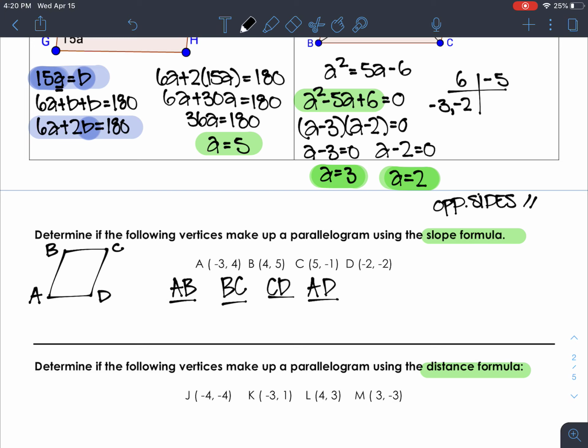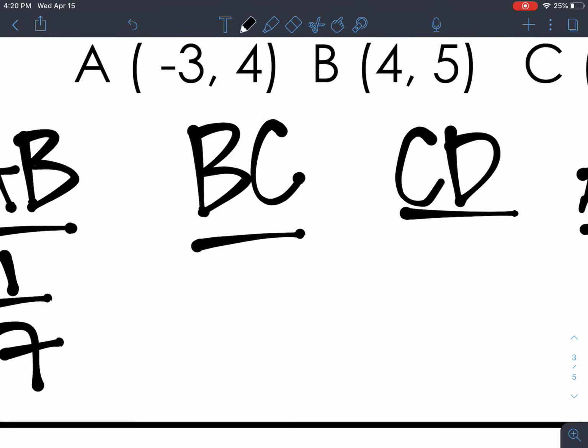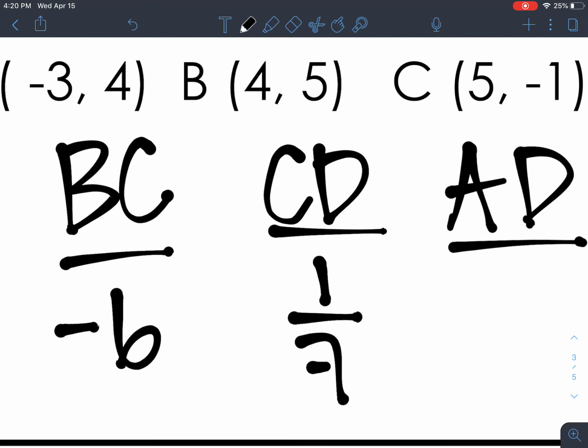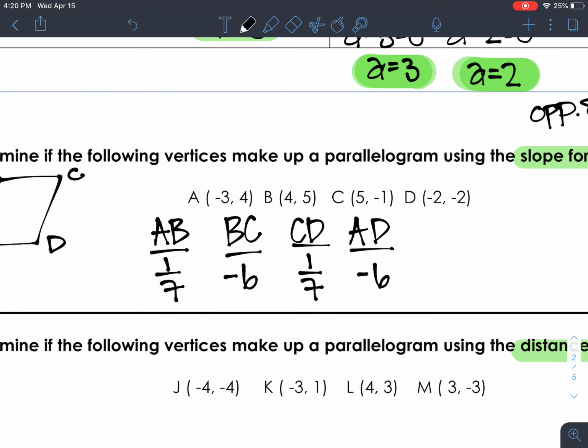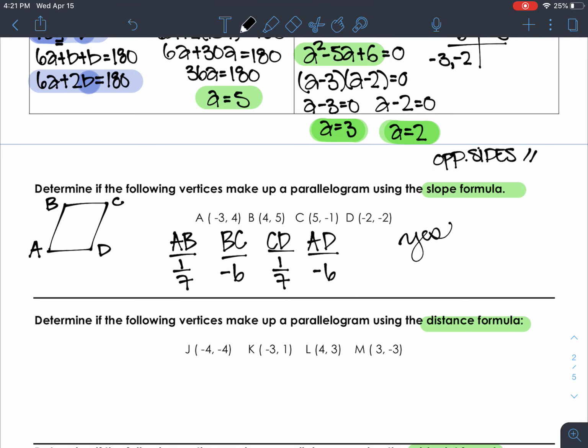Now, I'm not going to sit through here and go through the slope formula for all of these. I'm going to just tell you what I got. So for the slope of AB, I got 1/7. For the slope of BC, I got -6. For CD, I got 1/7. And then for AD, I also got -6. So if you look at those 4 slopes, it's obvious that I have 2 sets of sides that are parallel, because I have 2 sets of slopes that are the same, okay? So the answer to this is yes, and that's because we've just proven that we have 2 sets of opposite sides that are parallel, okay? Let's go to the next one.